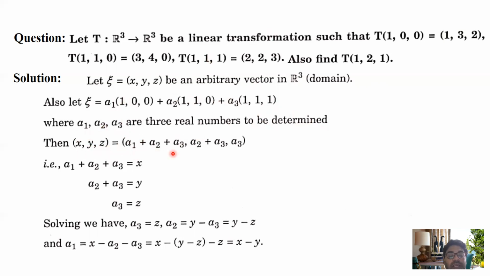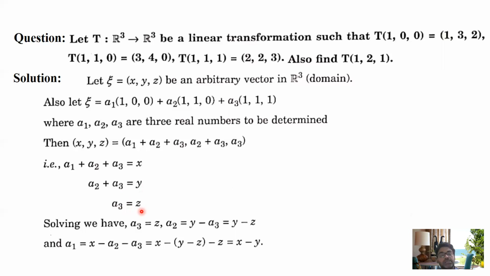That is (A1 plus A2 plus A3, A2 plus A3, A3). Clear or not? That is the first component you have; in the second component A1 is missing, in the third component A1 is missing. So that's why you have A1 plus A2 plus A3 as the first component, 0 plus A2 plus A3 as the second component, and 0 plus 0 plus A3 as the third component. Clear? So if I compare component-wise, A1 plus A2 plus A3 is equal to x, A2 plus A3 is equal to y, A3 is equal to z.